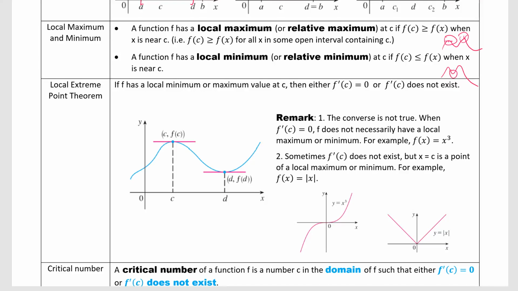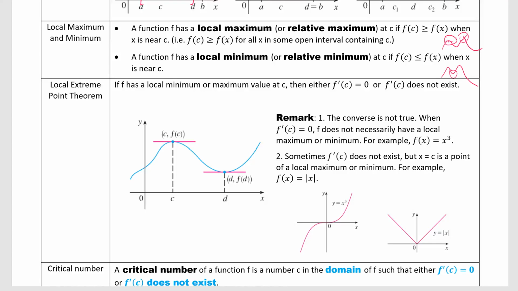Local extreme point theorem. If f has a local minimum or maximum value at c, then either the derivative is 0 or the derivative does not exist.